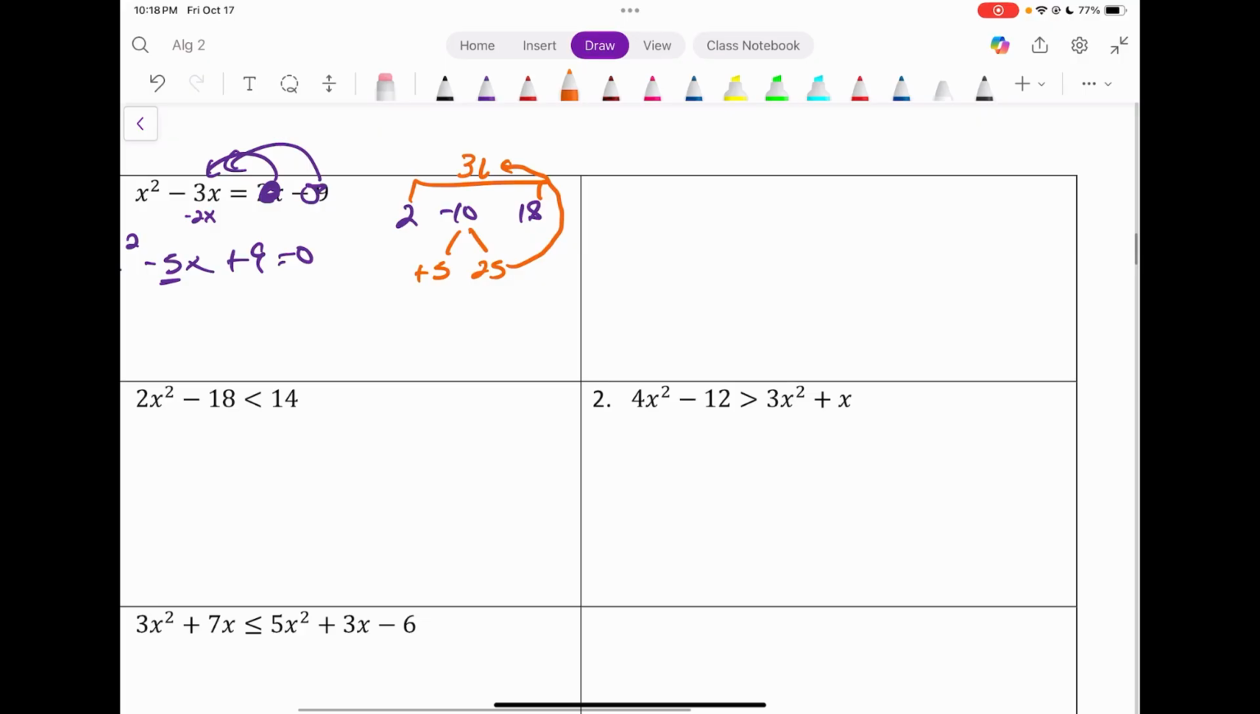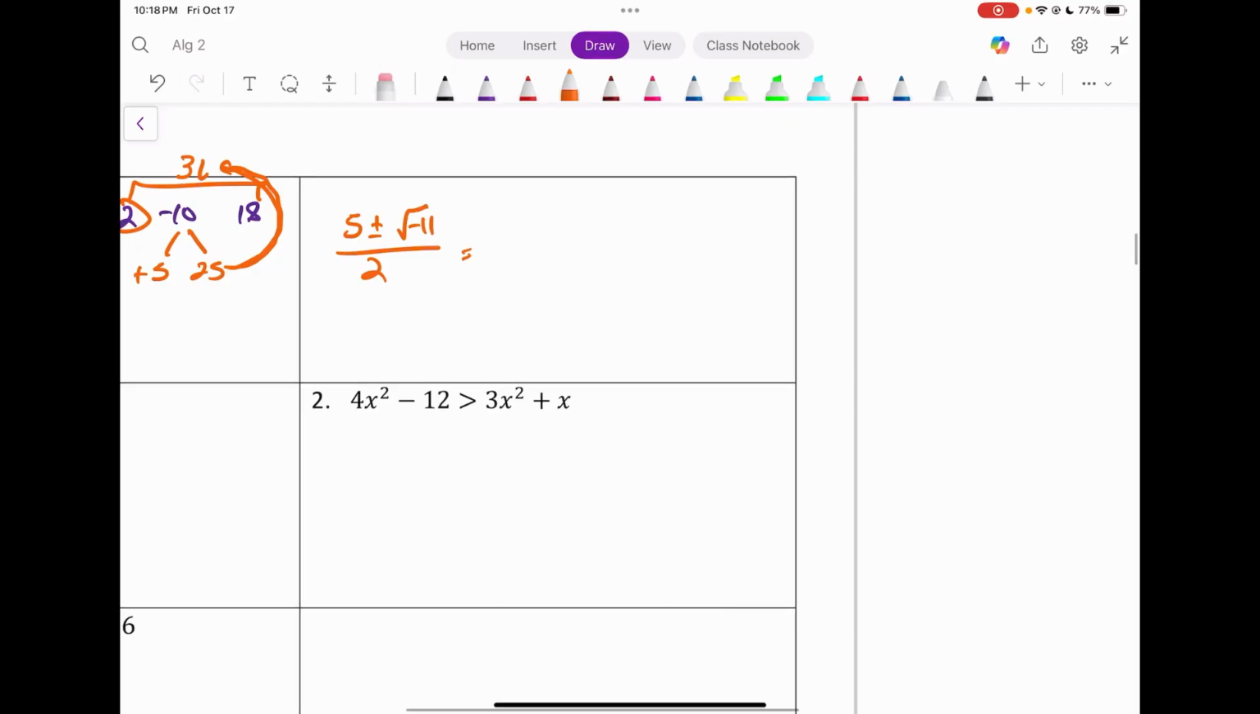So here's my final answer. 5 plus and minus the square root of the difference. When you subtract 25 minus 36, that gives you the square root of -11, all divided by 2. So if you remember correctly, anytime you have the square root of a negative, you can split that. And the square root of a negative is i, so we can write this as 5 plus and minus i root 11, all divided by 2.